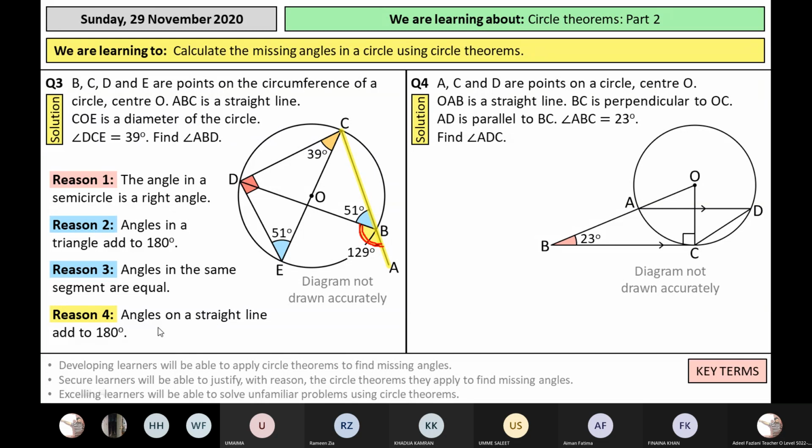All clear? All clear, class? Yes, sir. Question number four. How to do question number four?